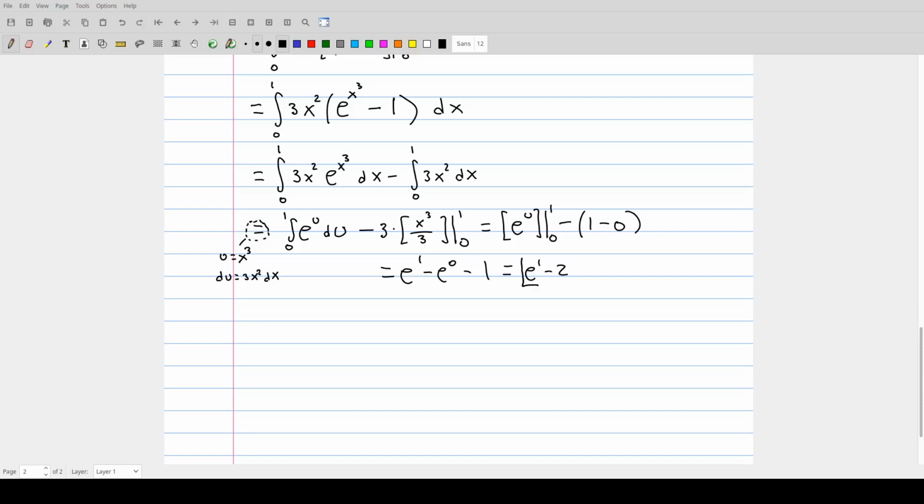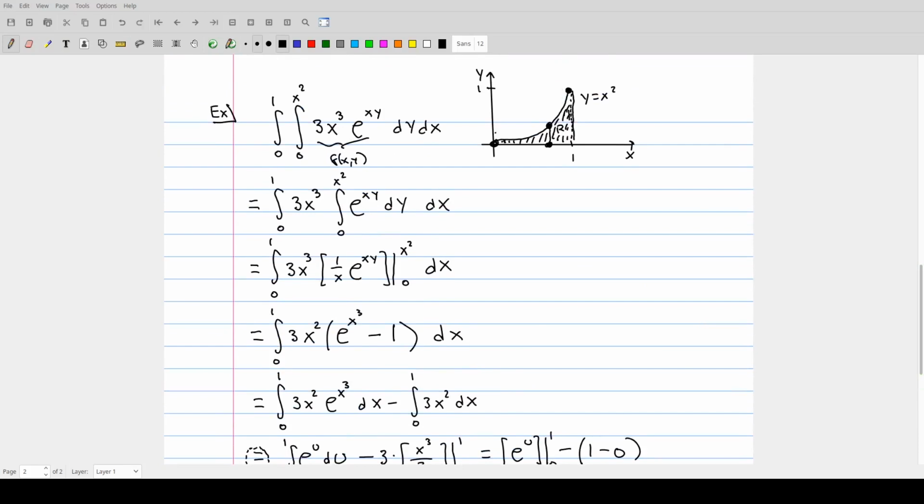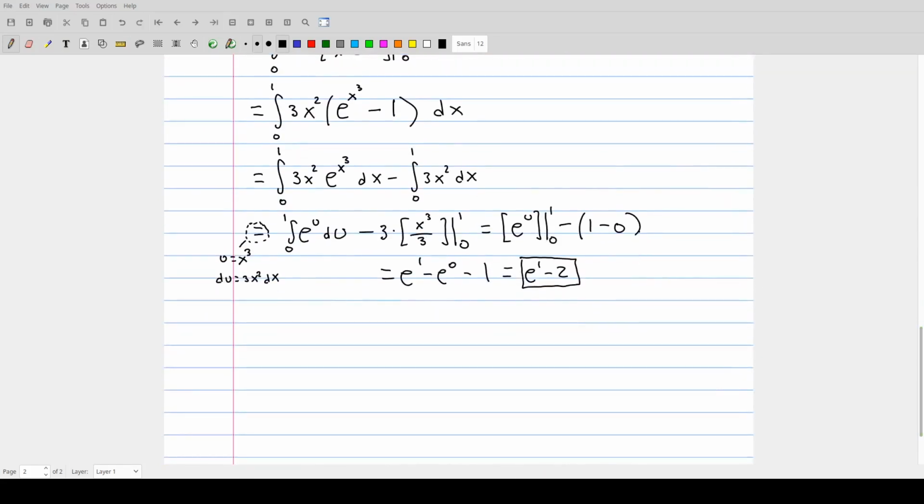And this value is the double integral of this function over this region right here. It's approximately equal to 0.718. I'll put out a little 0.718282.